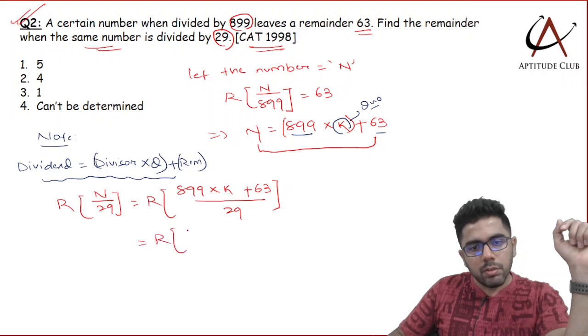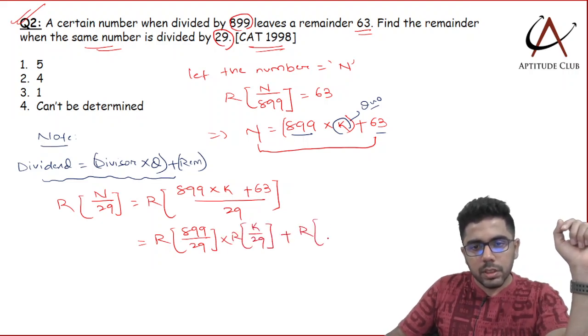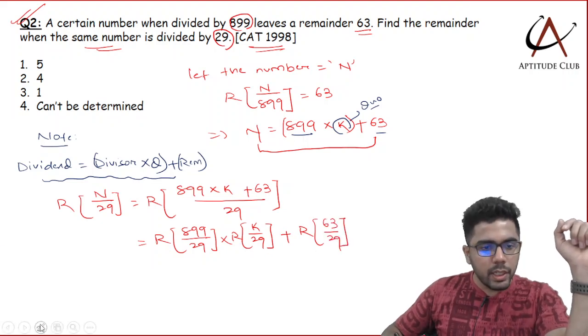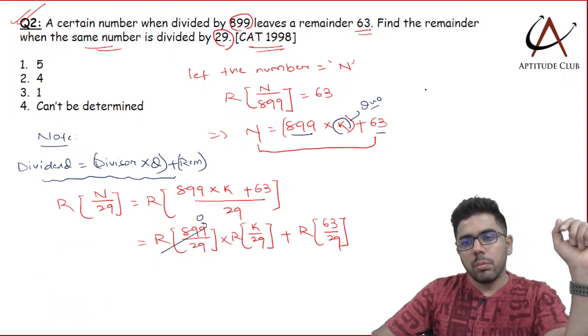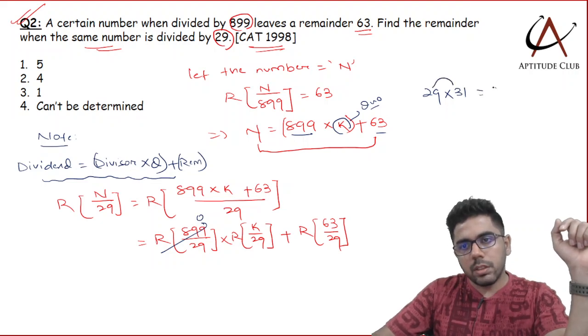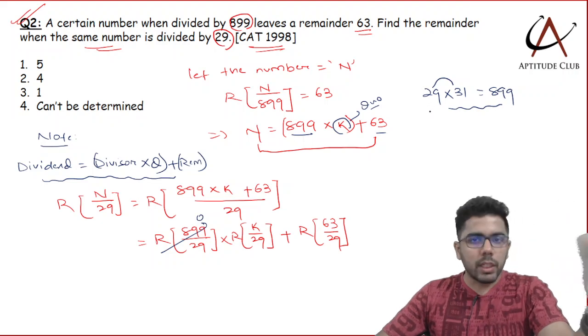So it is like remainder of 899 divided by 29 into remainder of k divided by 29 plus remainder of 63 divided by 29. Now 899 divided by 29, what will be the remainder? Now 0, because 29 into 31, if you multiply this you will get 899. So basically 899 is a multiple of 29, वो divisible है.